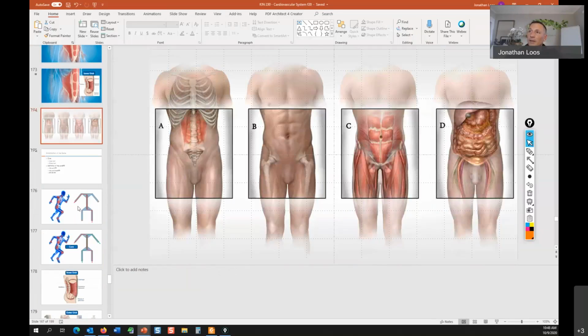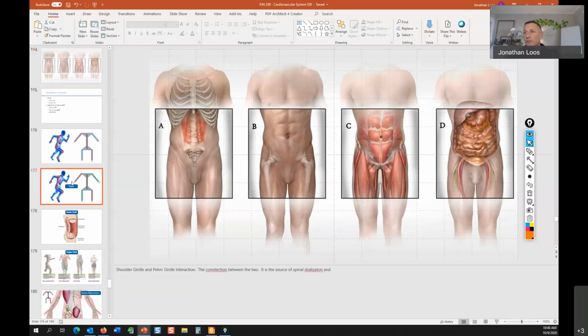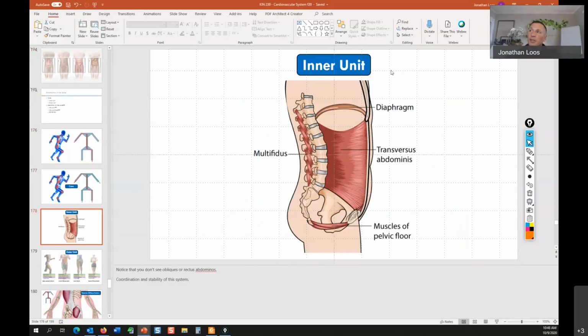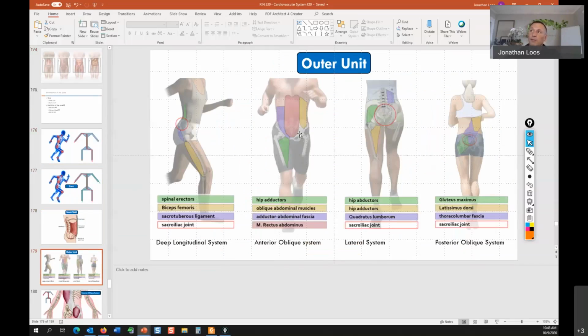You know, and then when we get into, my computer's acting slow right now for some reason. There we go. We have the inner unit, and then we have this outer unit, which brings in the shoulder girdle, pelvic girdle interaction. And again, this is getting into more advanced stuff, so all this is meant as an introduction. This is the inner unit, the stabilization aspect. This is the force generation and the movement aspect through that pelvic girdle, shoulder girdle interaction.